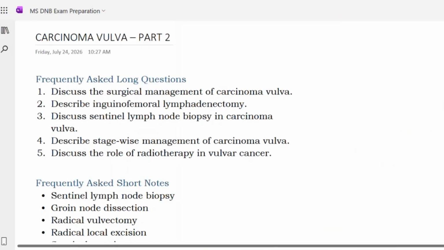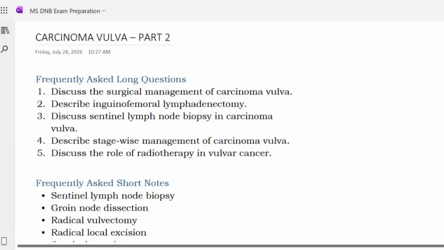Welcome all. We continue with carcinoma of vulva, and here we are going to discuss the management. In the first session we saw the pathogenesis. We have seen the staging of the carcinoma of vulva, and here we will discuss the management, different types of surgery and different modalities.